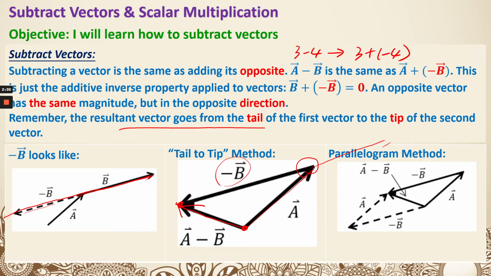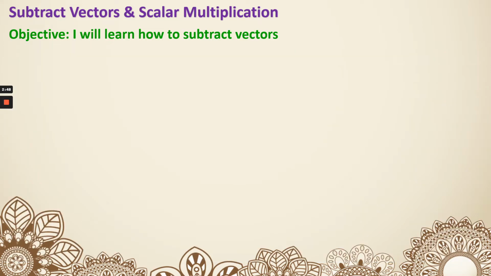Parallelogram, it still works the same way. We are going to move the negative B down to the same tail, the same starting point. So we can form the parallelogram, and then the diagonal from the same starting point to the same ending point would give us A minus B. Now let's see some examples.